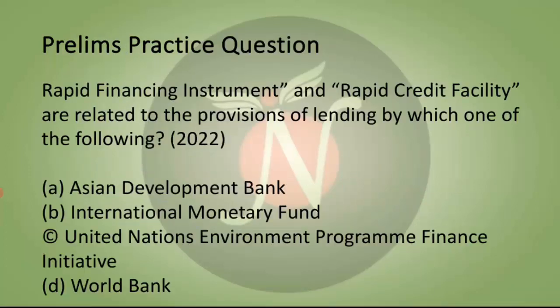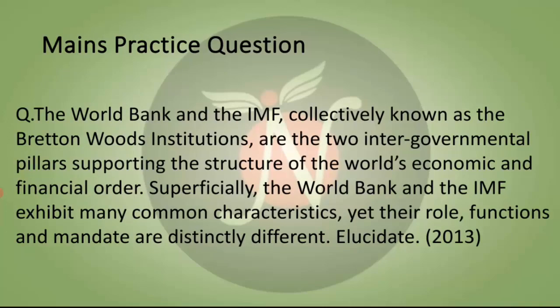Now we will come to today's prelims practice question. Rapid Financing Instrument and Rapid Credit Facility are related to provisions of lending by which one of the following? You have four options. This question came in the year 2022 itself. Try to answer it in the comment section.